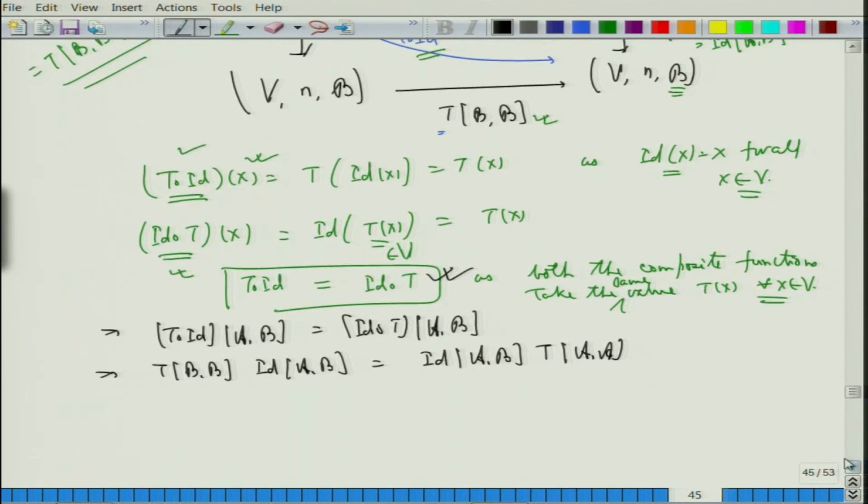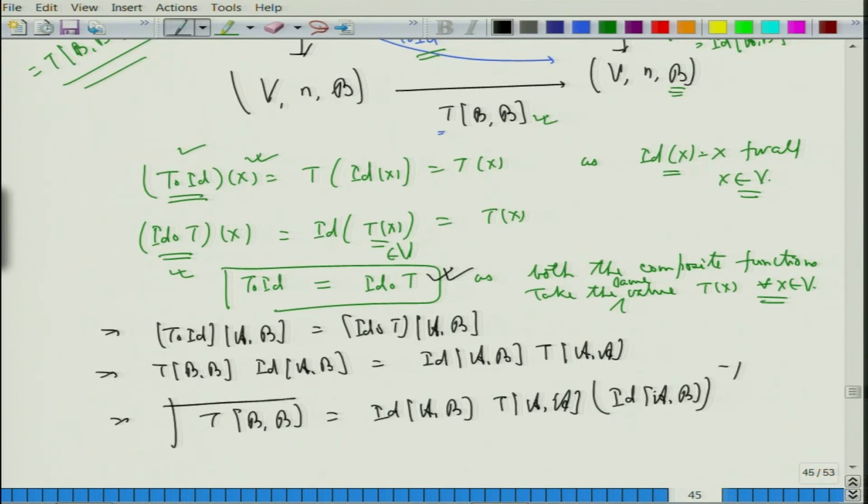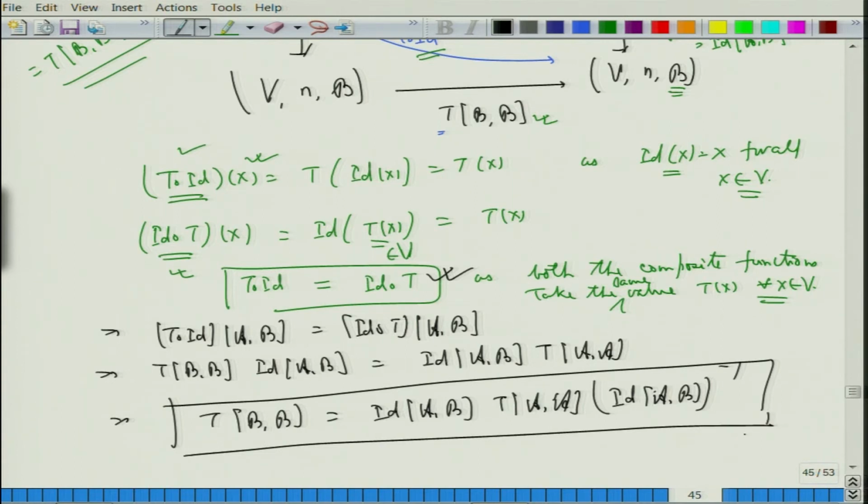And therefore what I get is that this implies T of BB is equal to, just multiply here on the right, identity of AB, T of AA, identity of AB whole inverse. All right. So again it is similar to what we had obtained earlier. Here also identity will be the same here, so you get the matrix B inverse A coming into play, or A inverse B. Find out whether it is A inverse B or B inverse A. For clarity, just try it out yourself, do the computation, and you can see that everything is nice.